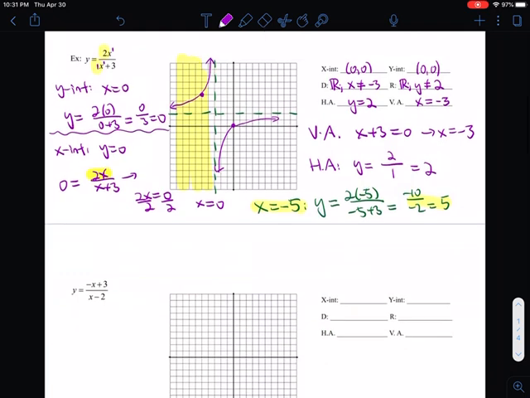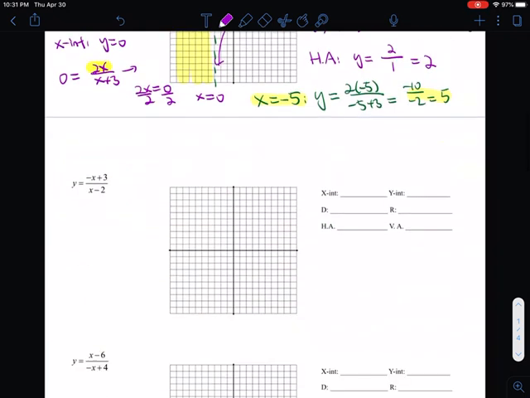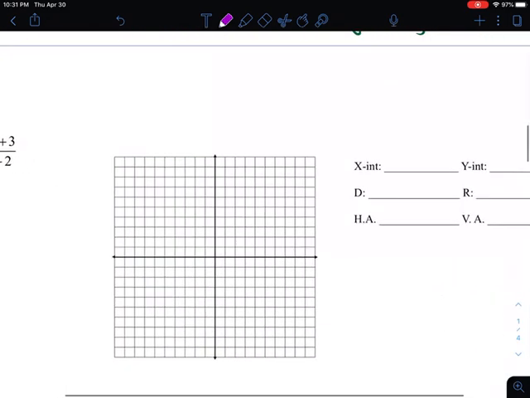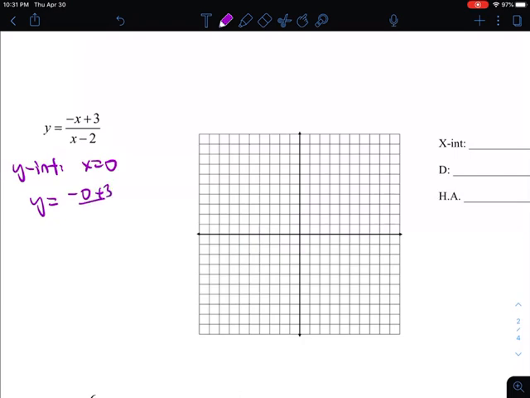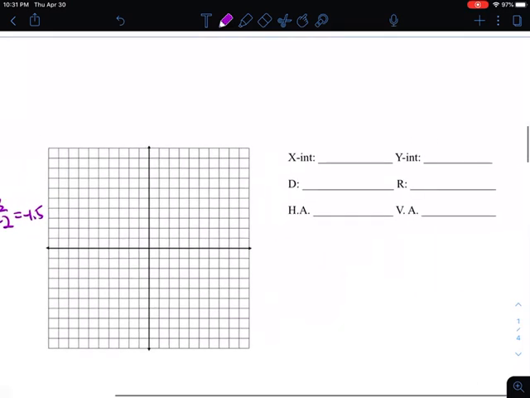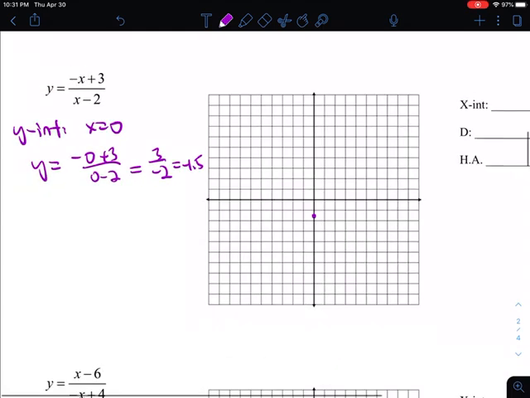Okay? All right, let's go ahead and do one more example. Again, doing the same thing that we just did by starting with the key features. Let's always start with the intercepts because I think that's the easiest place to start. So for the y-intercept, we set x equal to 0. So we have y is equal to -0 plus 3 over 0 minus 2. So that's 3 over -2, or -1.5. So there's my y-intercept, (0, -1.5). Always write these as points. So that's going to be somewhere over there.